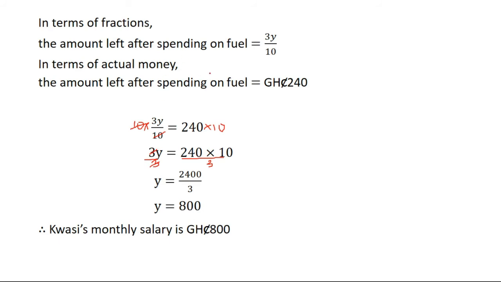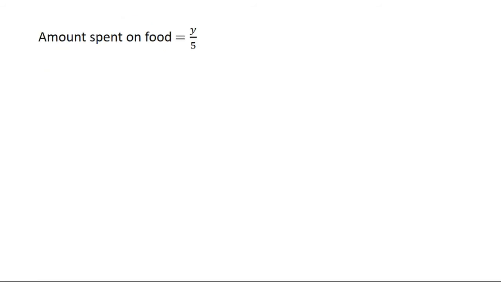So the main thing that you have to look for here is to look at what the question gave you in terms of actual money. Here it is the amount left after spending on fuel. Then you find that in terms of fractions and you equate both of them. So this is the A part of the question. The B part tells us to find the amount of money he spent on food.